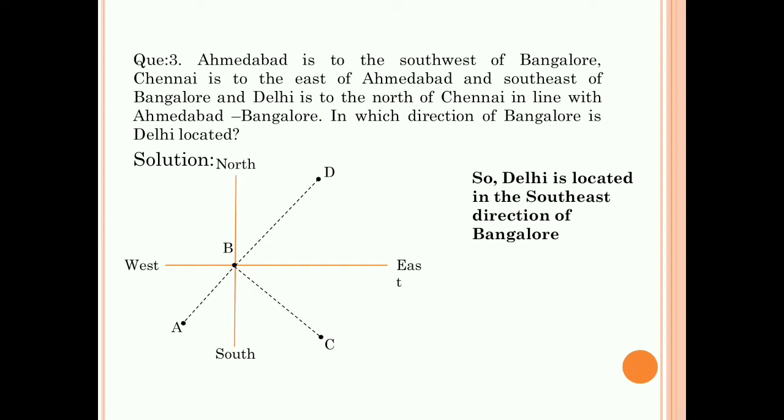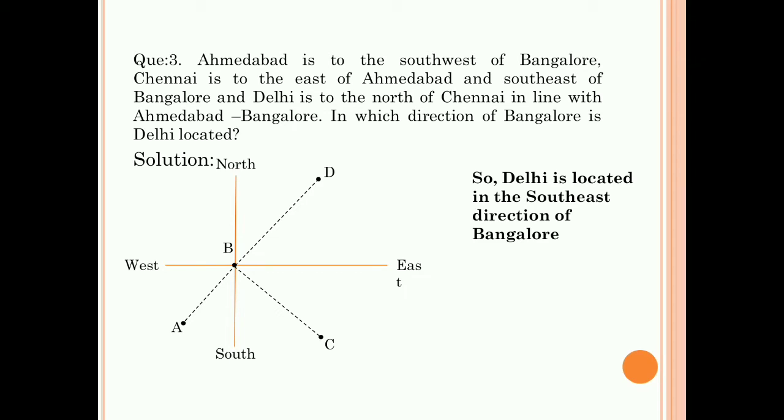Now it is given Chennai is to the east of Ahmedabad. From Ahmedabad, if we see, the east direction is towards the RHS. So from point A, Chennai is to the east of Ahmedabad and southeast of Bangalore. So southeast of Bangalore will be at 45 degrees. So I have denoted point C for Chennai.